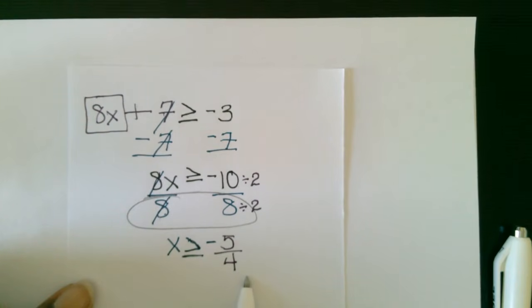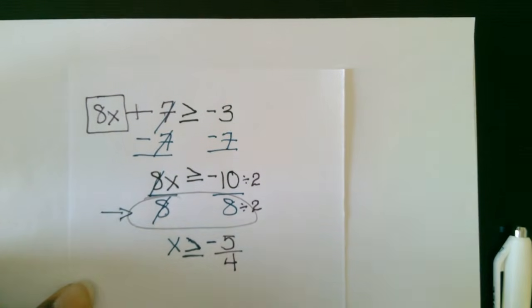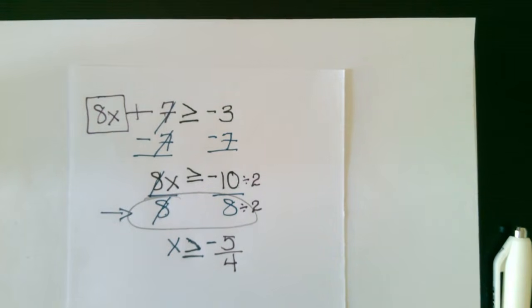Even though our result is a negative, that's not why you flip the inequality sign. That's what gets a lot of people. You flip it when you multiply or divide by a negative number. That's when you change the direction of the sign. It's a mixed number.